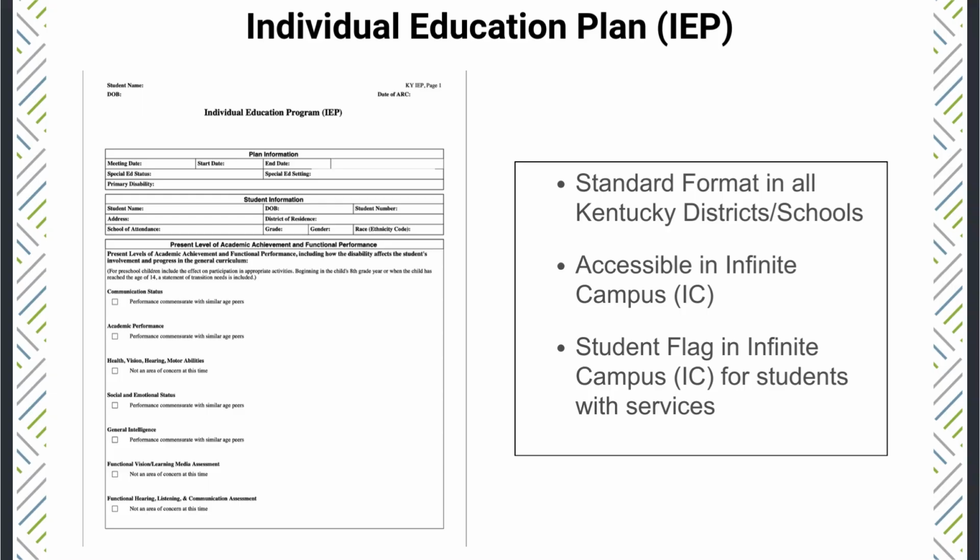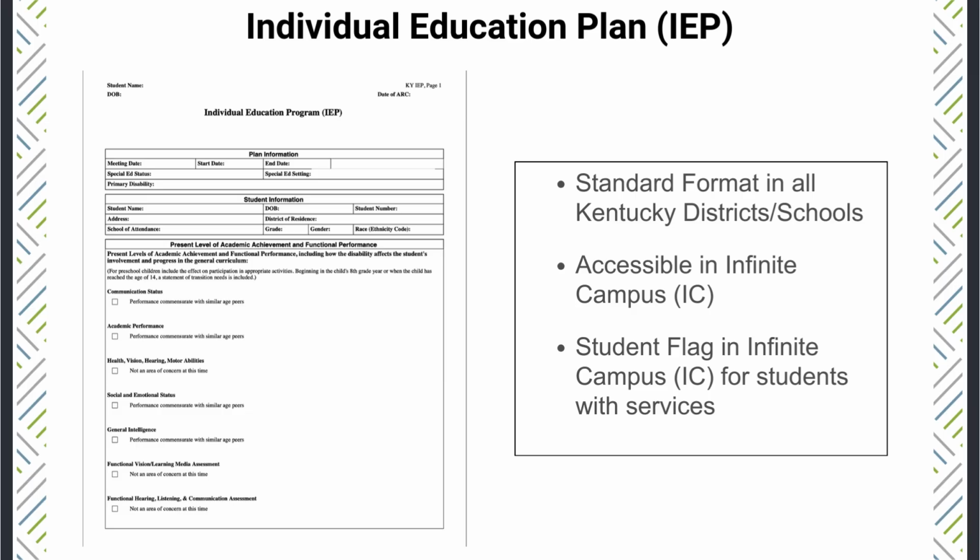At this time, you can refer to your resource sheet and click on the link for slide 11, and it will show you a sample of a Kentucky IEP form. The Individual Education Plan, or IEP, is the heart of special education. It is the legal document required by law for identified students. In Kentucky, IEPs follow a standard format in all districts and schools and are typically accessible in Infinite Campus. When you see a student flag in Infinite Campus for students with services, you know that student has an IEP.